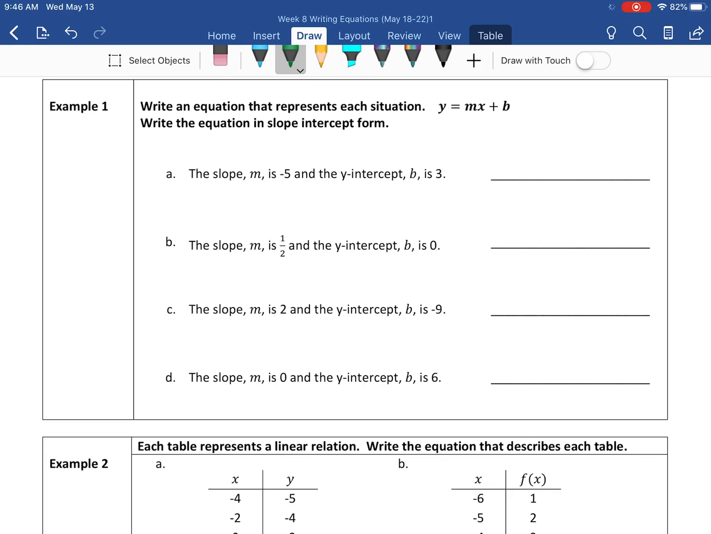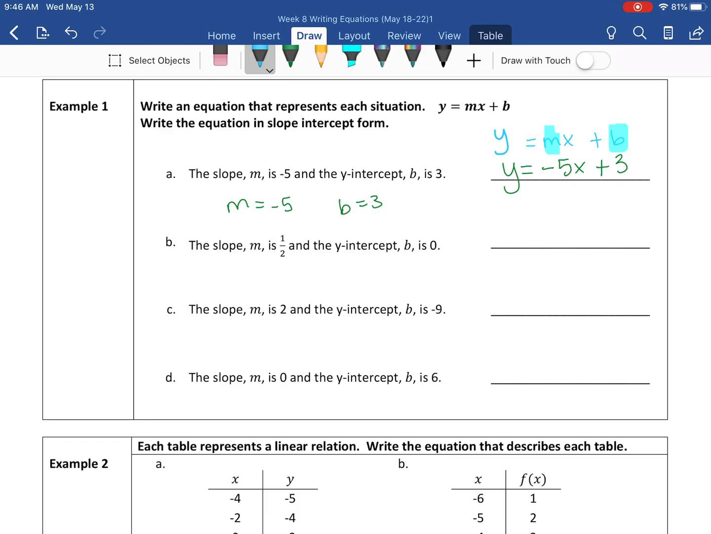Well, letter A says that m, the slope, is -5 and the y-intercept b is 3. So they gave us those values, and all we need to do is write them in our equation. So y equals m times x plus our b value. Notice how compared to our slope-intercept form, everything stayed the same except for m and b. That's how you write an equation in slope-intercept form. You just plug in the slope for m and you substitute in the y-intercept for b. That's all you need to do.